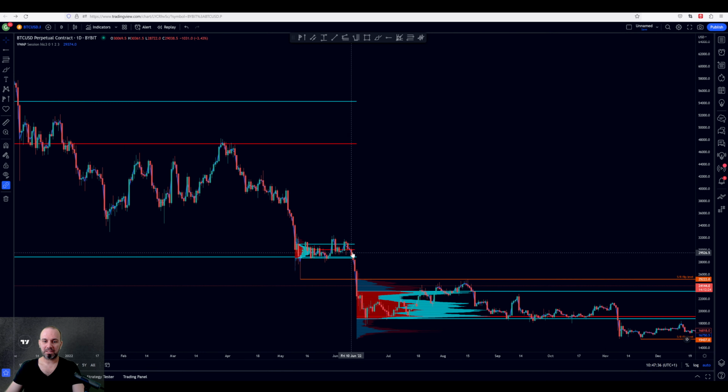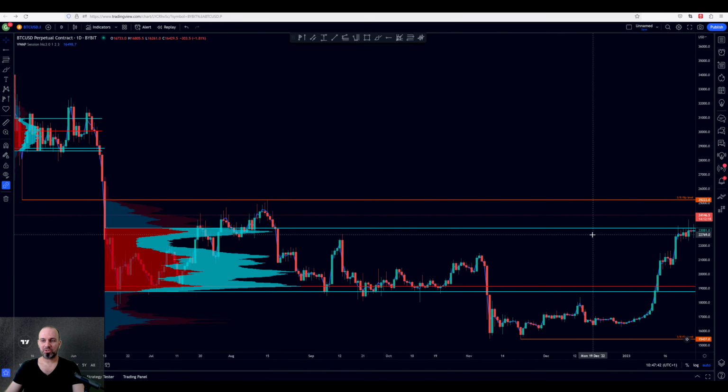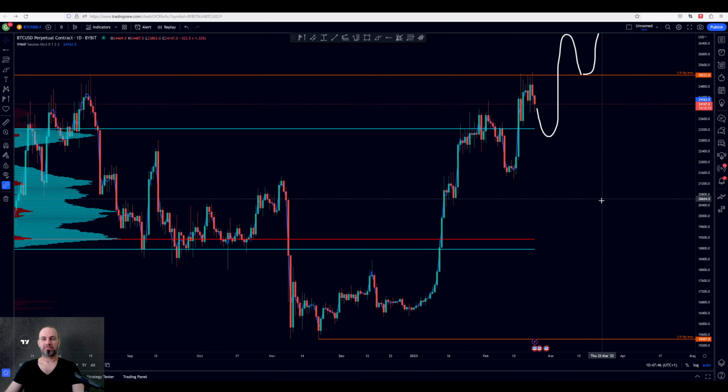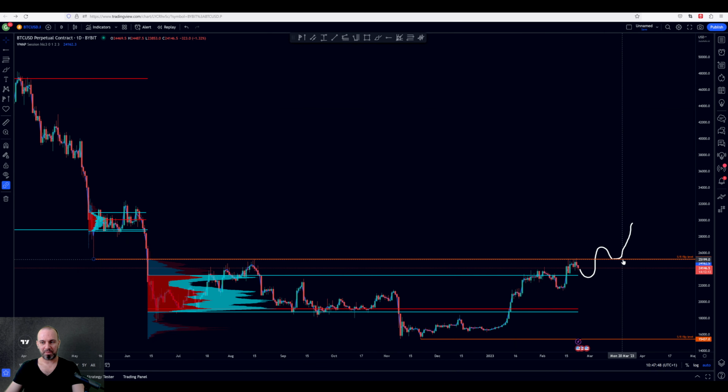There's no way in the world I'm going to long in this area. The same story, I'm not going to long here. Now, an SNR flip level means that this is resistance until proven otherwise. However, if this level will be claimed and flipped, that could be an interesting trading idea.